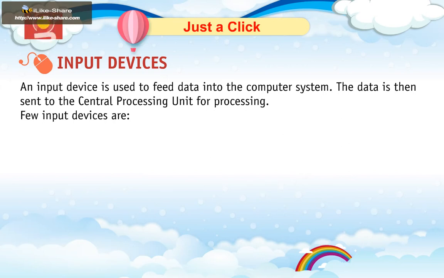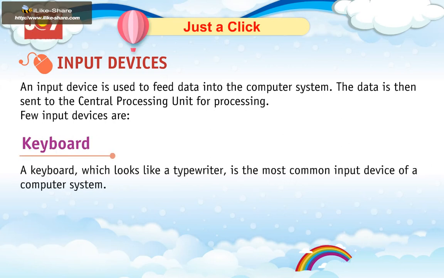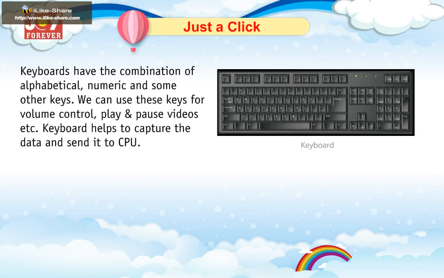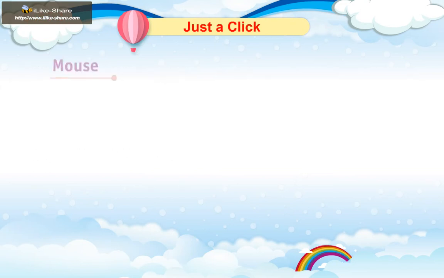Few input devices are: keyboard. A keyboard, which looks like a typewriter, is the most common input device of a computer system. Keyboards have a combination of alphabetical, numeric, and some other keys. We can use these keys for volume control, play and pause videos, etc. The keyboard helps to capture the data and send it to the CPU.